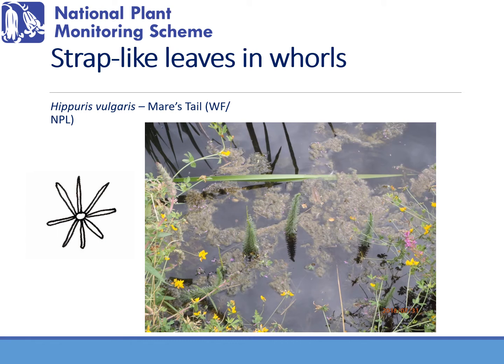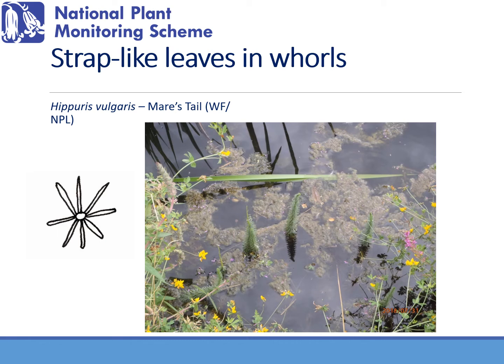Now, I just mentioned mare's tail, Hippuris vulgaris, as a native species that there could be possible confusion between this and the Elodea species. As I've said, the Elodea has leaves in whorls of 3, whereas Hippuris tends to have leaves in whorls of between 6 and 12 around the stem.